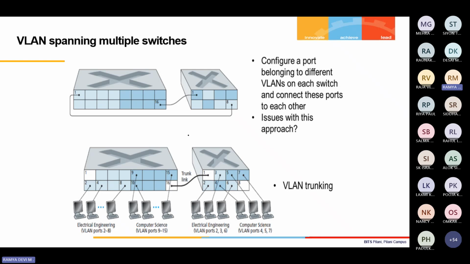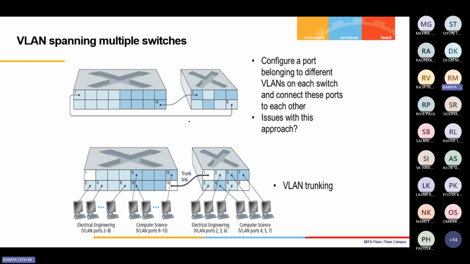So how do we span multiple switches? The traditional way of spanning is based upon port-to-port VLAN connections. We can configure a port on each switch for the same VLAN, and physically connect them.